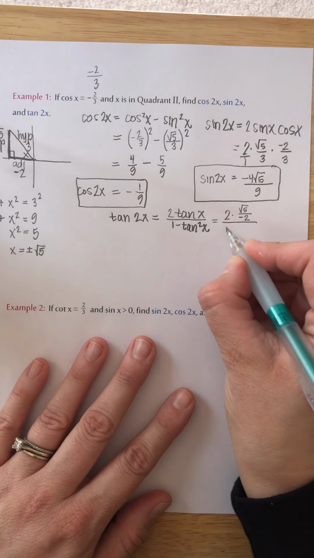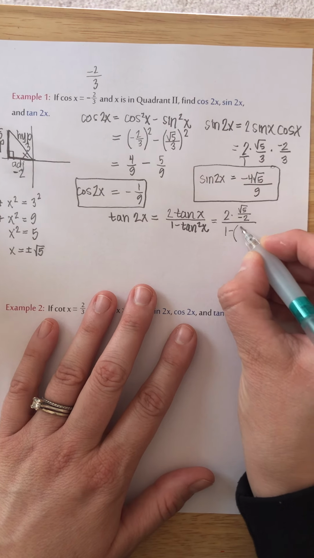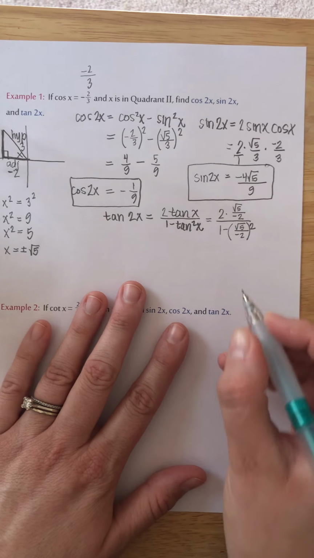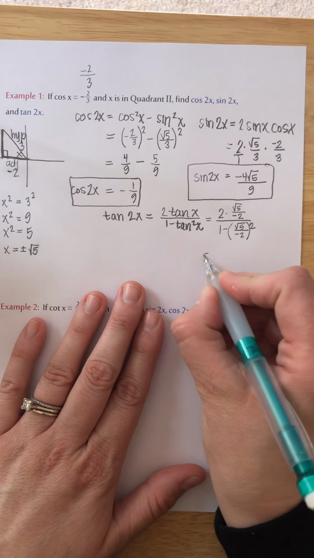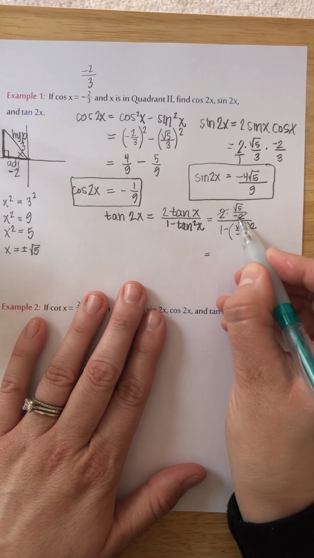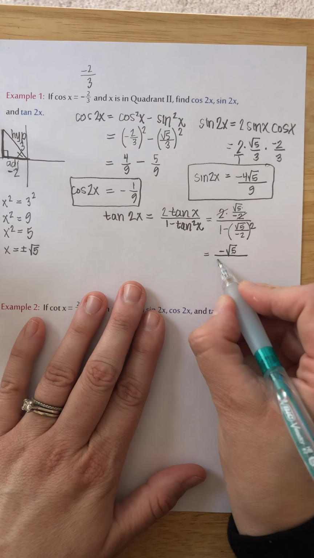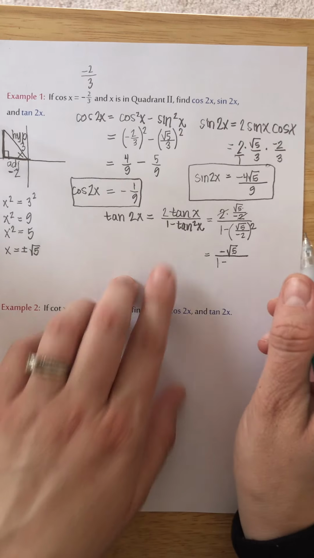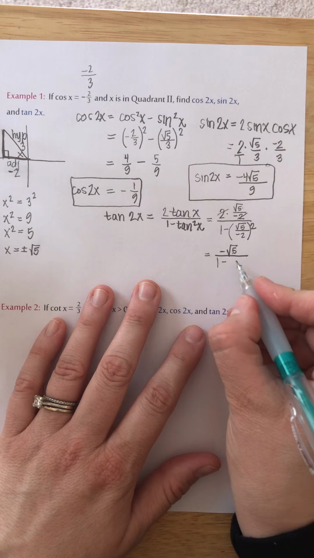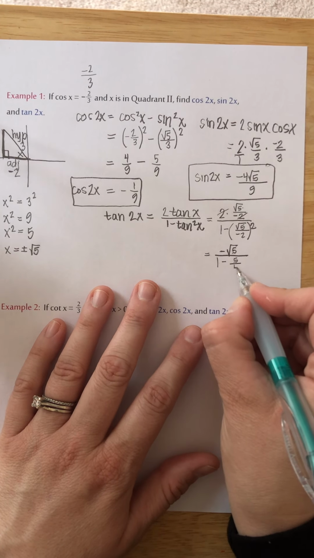Now in the denominator, I'm going to have 1 minus tangent x squared. All right, so remember, tangent of x was the square root of 5 over negative 2, and we're going to square that. So let's take a look at what happens. In the numerator, the 2's cancel, but I'm left with the square root of 5. I'm also left with a negative, so I have negative square root of 5. In the denominator, I have 1 minus. Now I need to square what's in the parentheses. The square root of 5 squared turns into 5, and negative 2 squared turns into 4.